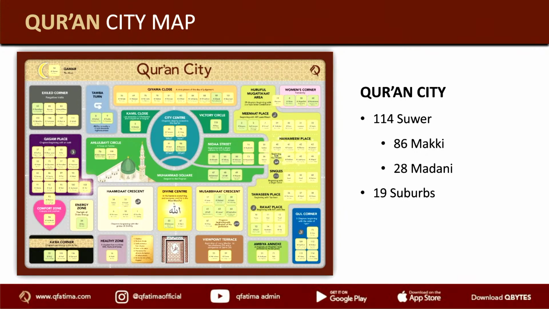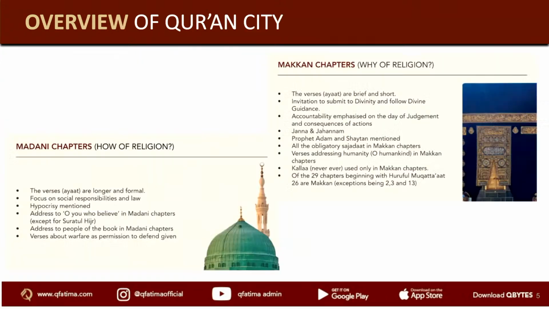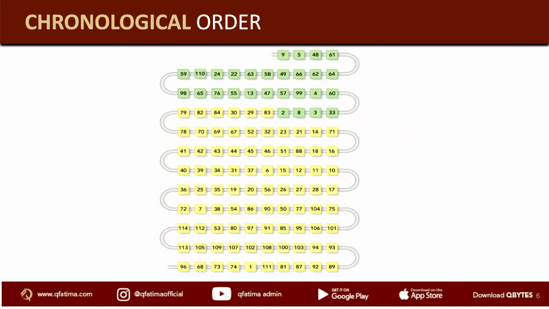Now we wanted to then put them into a city, so we created a city center which revolved around the Qur'an, and there are 19 suburbs that go around it. We've given you a blank one at the back, so hopefully you will learn where they each go. These are the differences between the Makki and Madani, and I went over that last time.